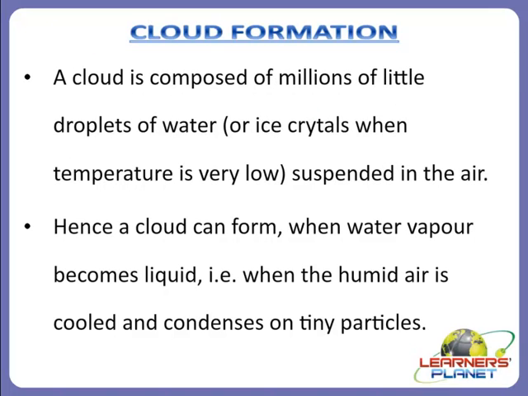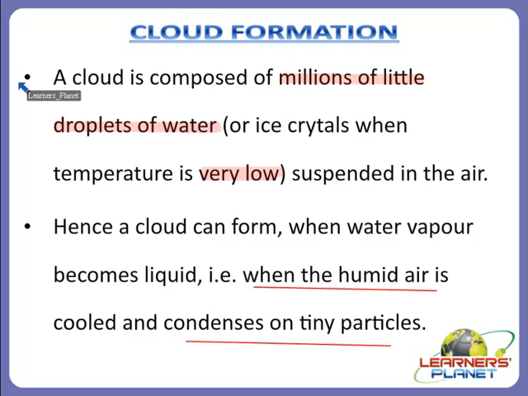First of all, we should know what is meant by a cloud. A cloud is composed of millions of little droplets of water, or ice crystals when the temperature is very low, which are suspended in the air. Hence, a cloud can form when water vapor becomes liquid, that is, when the humid air is cooled and it condenses on tiny particles. So basically, a cloud is a large collection of very tiny droplets of water or ice crystals. And these droplets are so small and light that they can float in the air too.